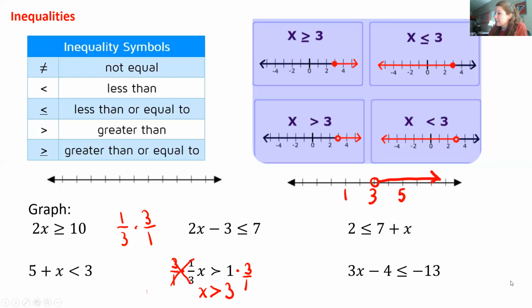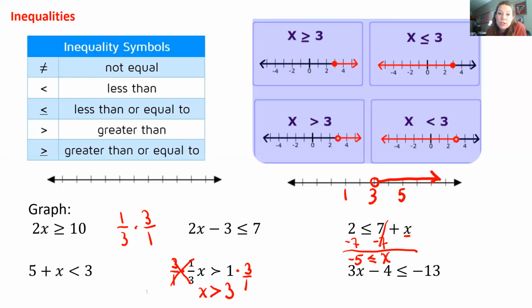All right, let's look at the next one. So we want to solve for x. So how do we get rid of positive 7? The only way to get rid of a positive 7 is to subtract 7. So we're going to subtract 7 from both sides. So 2 minus 7 is -5. Bring down our inequality. This is gone, and we bring down our x.